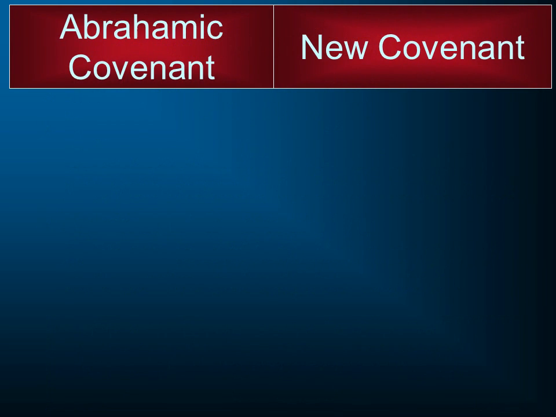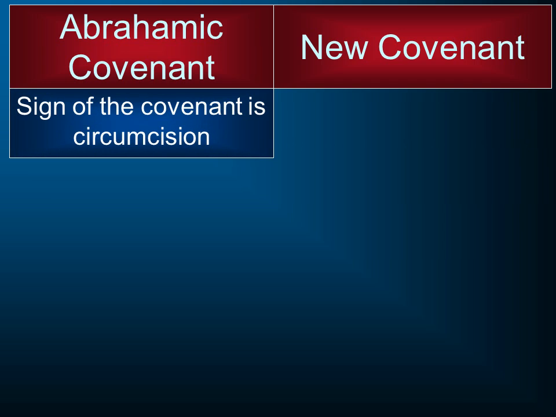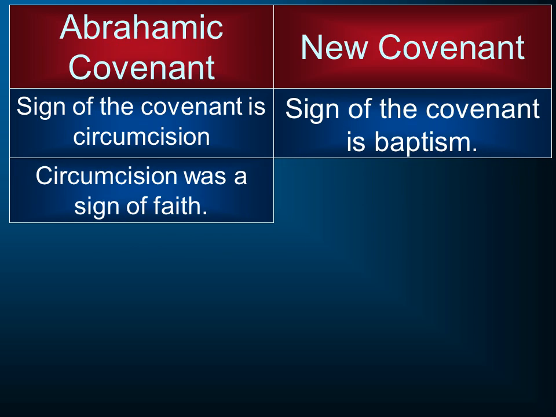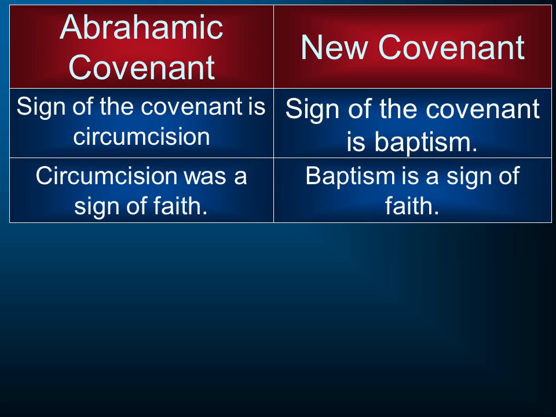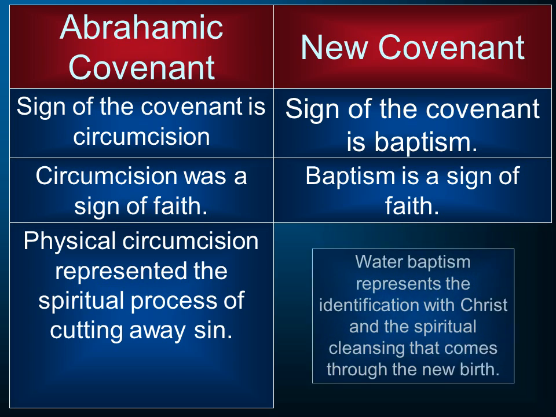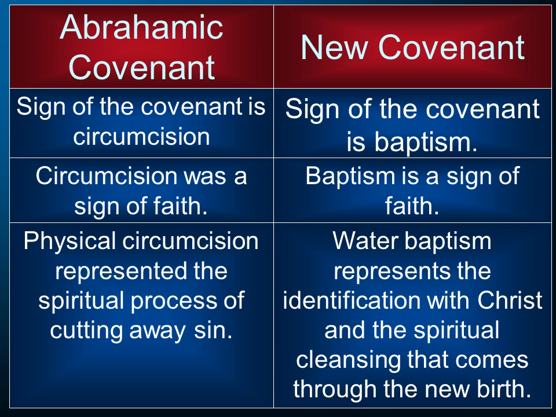To summarize then, the sign of the Abrahamic covenant is circumcision, while the sign of the new covenant is baptism. In the case of the Abrahamic covenant, circumcision was a sign of faith. Likewise, in the case of the new covenant, baptism is a sign of faith. In the case of the Abrahamic covenant, physical circumcision represented the spiritual process of cutting away sin. So even though the outward sign was outward, it represented an inward reality. Likewise, with the new covenant, water baptism represents identification with Christ and the spiritual cleansing that comes through the new birth.